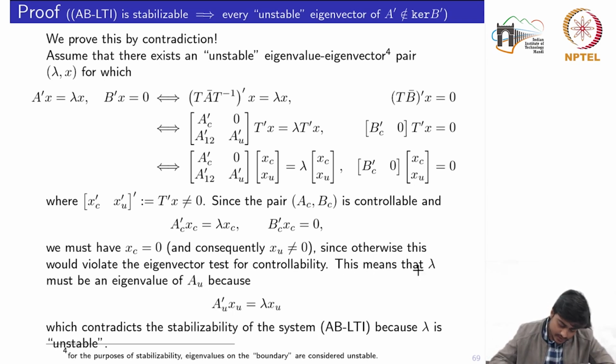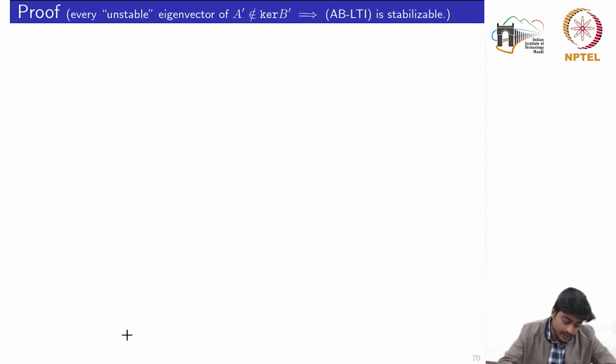So this means that the lambda must be an eigenvalue of AU, because A transpose U xu is equal to lambda xu, which contradicts the stabilizability of the system because lambda is unstable. Right? So this completes the proof of this part. The second part would be the other way implication. That is to say that every unstable eigenvector of A transpose, if it is in the kernel of B transpose, then it implies that the pair AB is stabilizable.